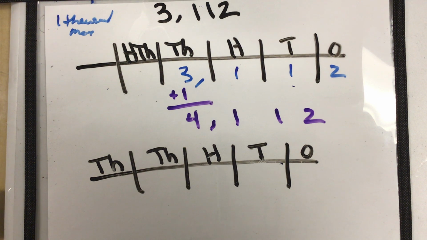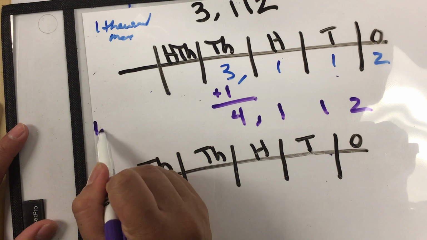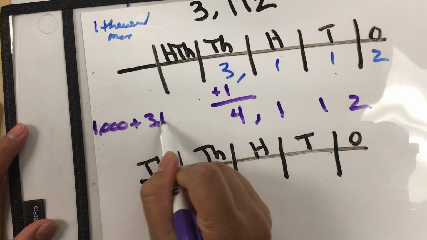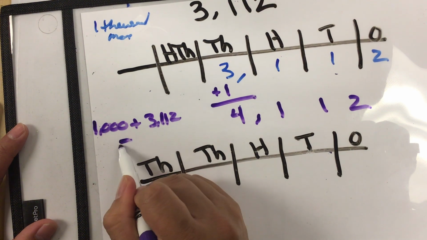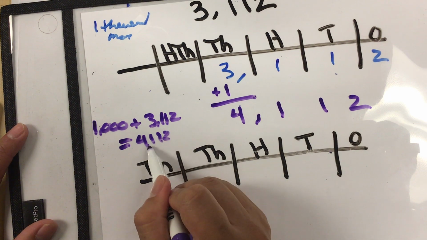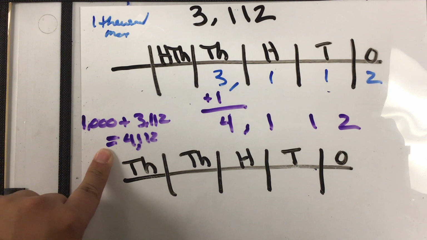4,112. If you're listening to the statements, every time I use the word is, that shows that we are finding the answer to the problem. So if we write it out, we had 1,000 more than 3,112 is 4,112. If I say more than, it's a plus. If I say is, there's an equal sign.